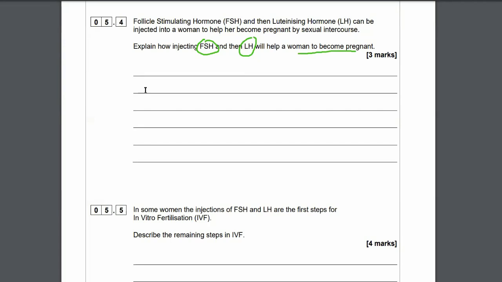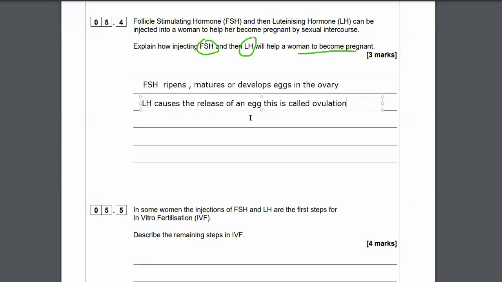So the first thing is, do you know what FSH does? FSH ripens, matures, or develops eggs in the ovary. So if you take FSH, you're going to have more mature and more developed eggs ready to go. And LH, when it is high in the blood, causes the release of an egg. This is called ovulation.